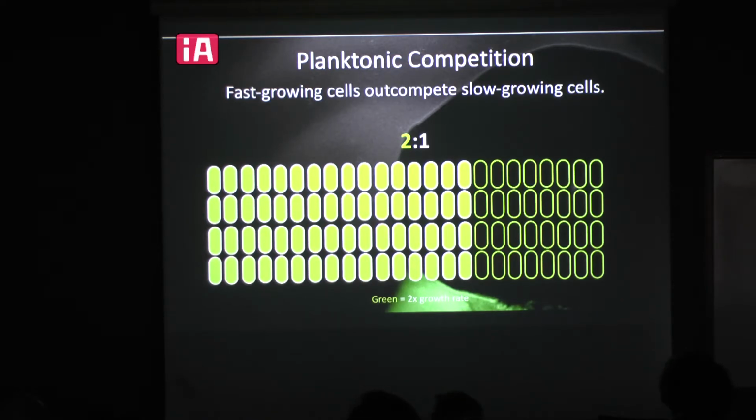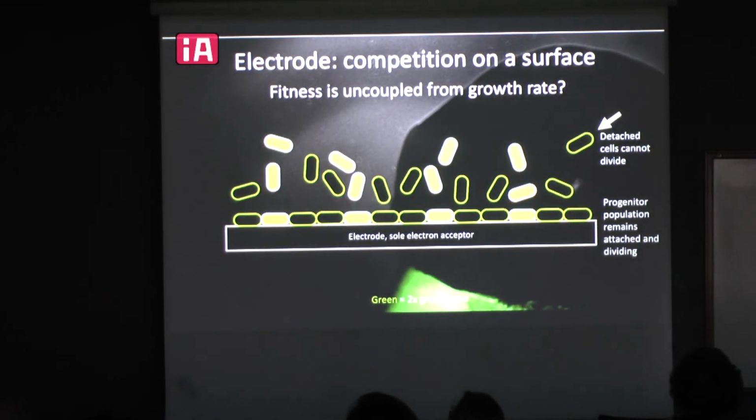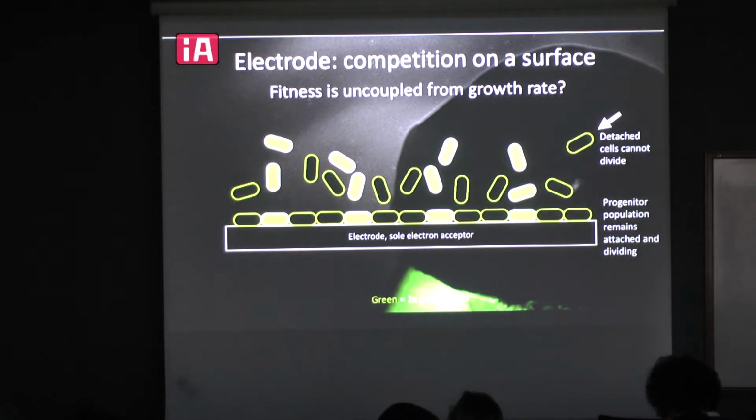But when your life depends on a surface, the dynamics we think might be different. The idea here is perhaps fitness is uncoupled from growth rate. So the only cells capable of growth are actually the ones directly attached to our electrode. I'm not sure if this would translate into a gut, but I think it does translate to any surface. We certainly do have a weird system. This electrochemical system is definitely not reality, but every cell attached to it, these are the only cells that can actually be actively growing, whereas the detached cells can't divide anymore.